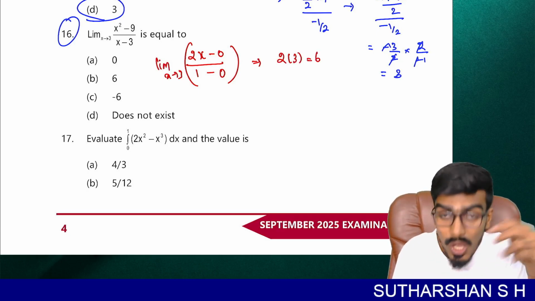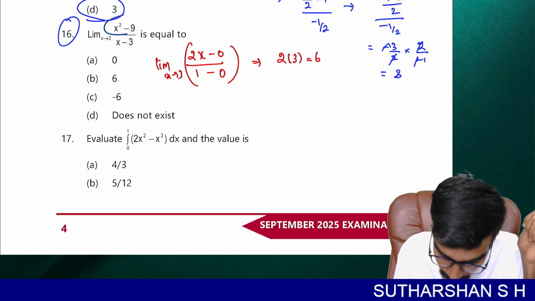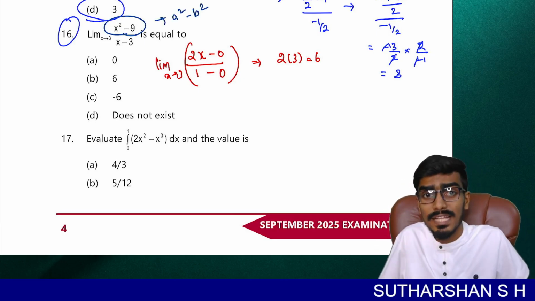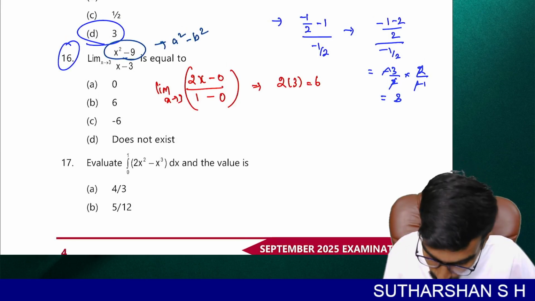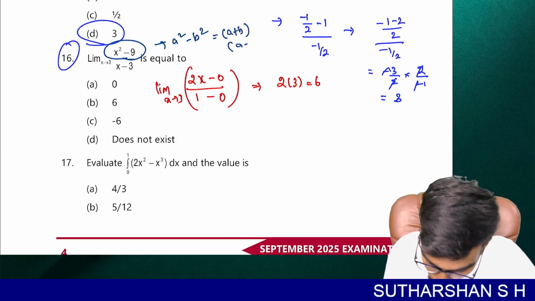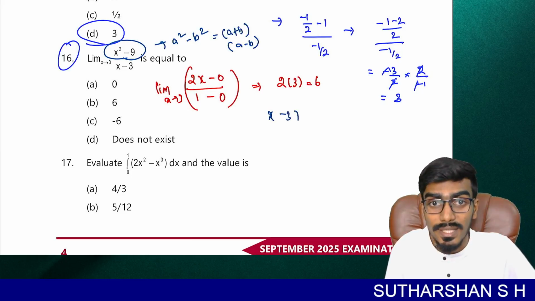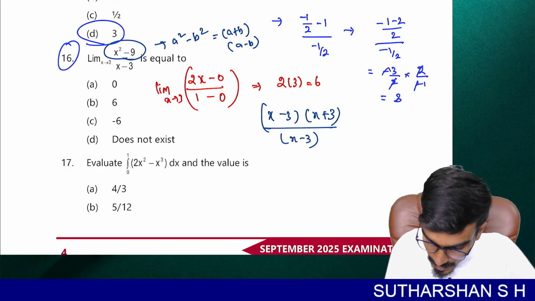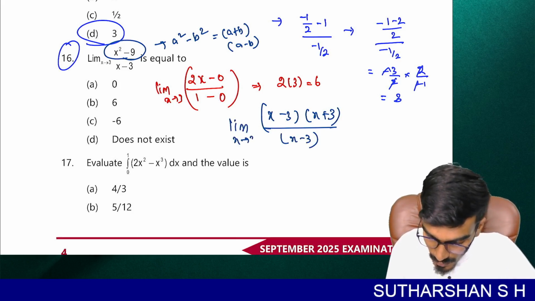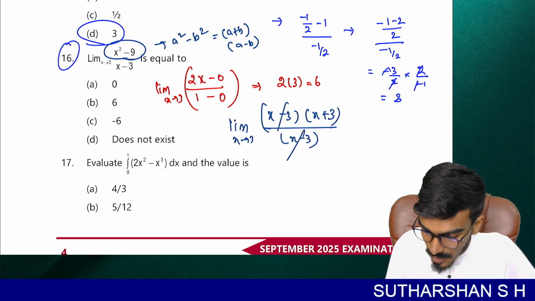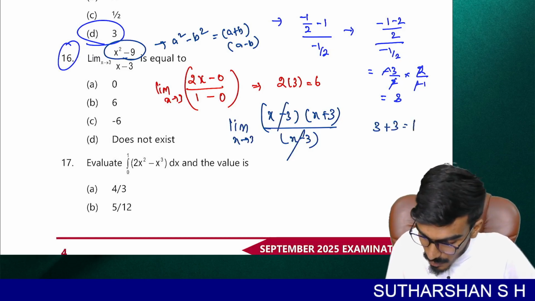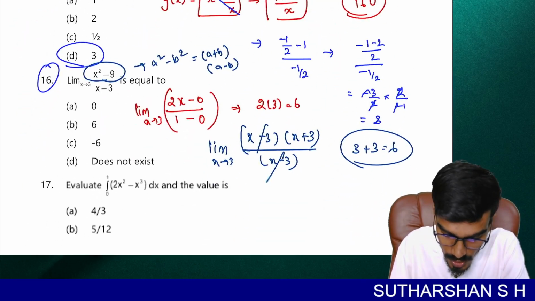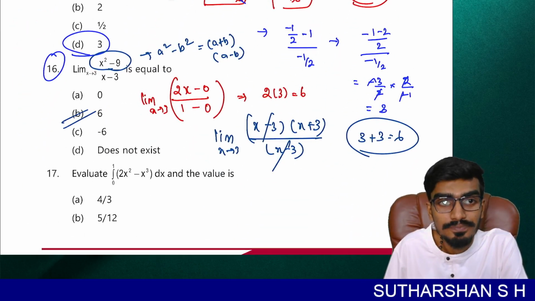This is one approach, or method 2 I will give you. This is in the form of a square minus b square, correct? A square minus b square is equal to a plus b into a minus b. So this can be written as x minus 3 into x plus 3 over x minus 3, with the limit x tends to 3. So x minus 3 gets cancelled. So it is 3 plus 3, which is equal to 6. That's an alternative way of doing it. So option B is your answer.